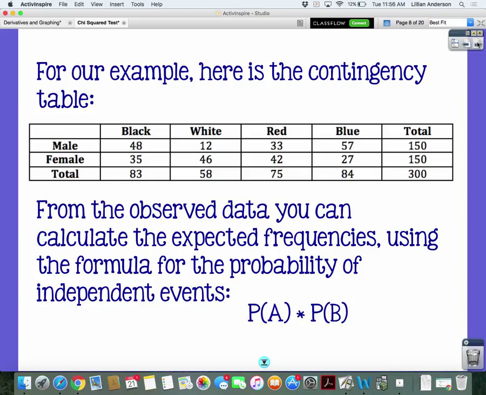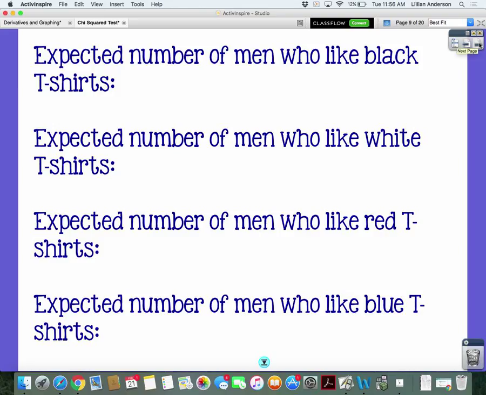Now, from the observed data, you can calculate the expected frequencies using the formula for the probability of independent events. What is the formula for probability of independent events? It's basically the probability of one event happening times the probability of the other event happening. So, you're given a contingency table. You need to create an expected value table. In order to create that table, you need to figure out a few of these different values.